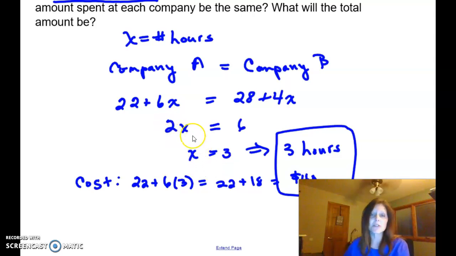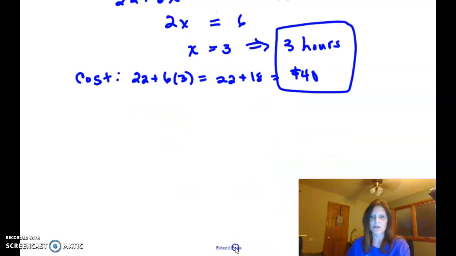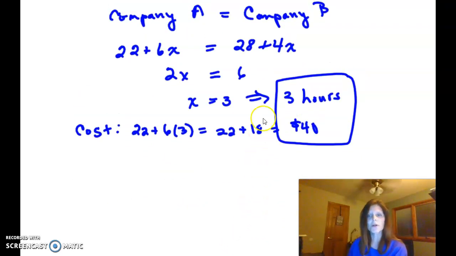All right, so how much is it going to cost me at that 3-hour mark? It really doesn't matter which one of these two I plug into. The 3 in here, 22 plus 6 times 3 is $40, if I can scroll up there a little bit. Or if I had plugged into the second one, the 28 plus 4 times 3, which would be 12, would also be $40. All right, let's take a look at another example.